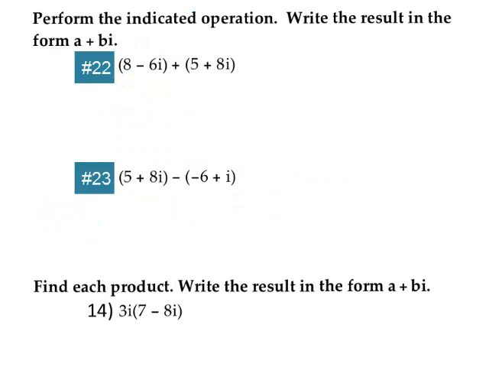Perform the indicated operation. Write the result in the form a plus bi. So it says perform the indicated operation. Our indicated operation here is addition. When we add two imaginary numbers together like this, we are adding like terms. 8 and 5 go together and make 13. Then negative 6i and 8i add together and give us 2i. That's our answer.